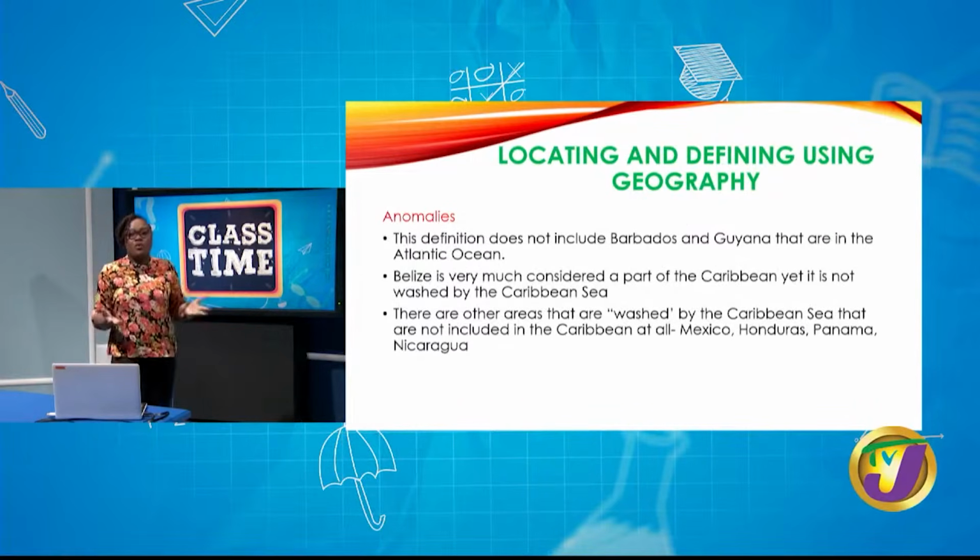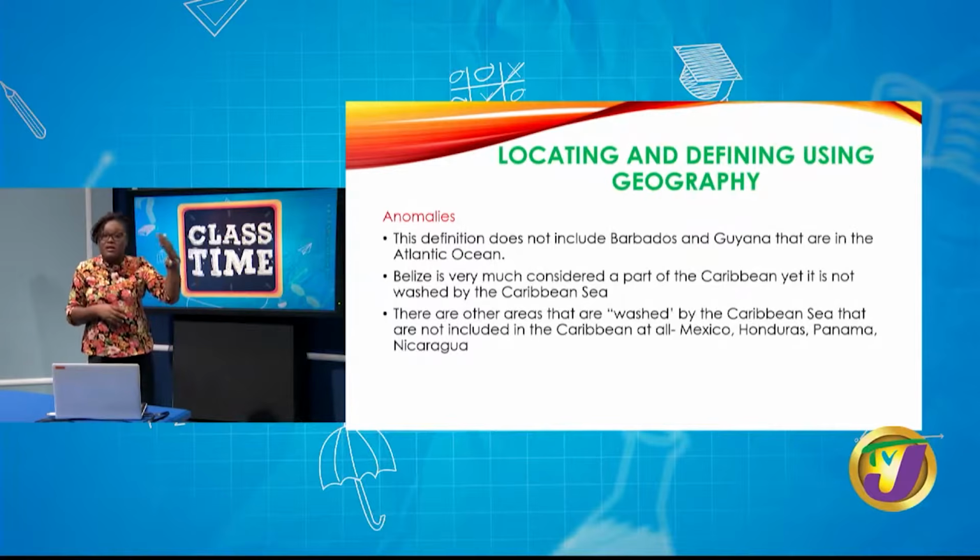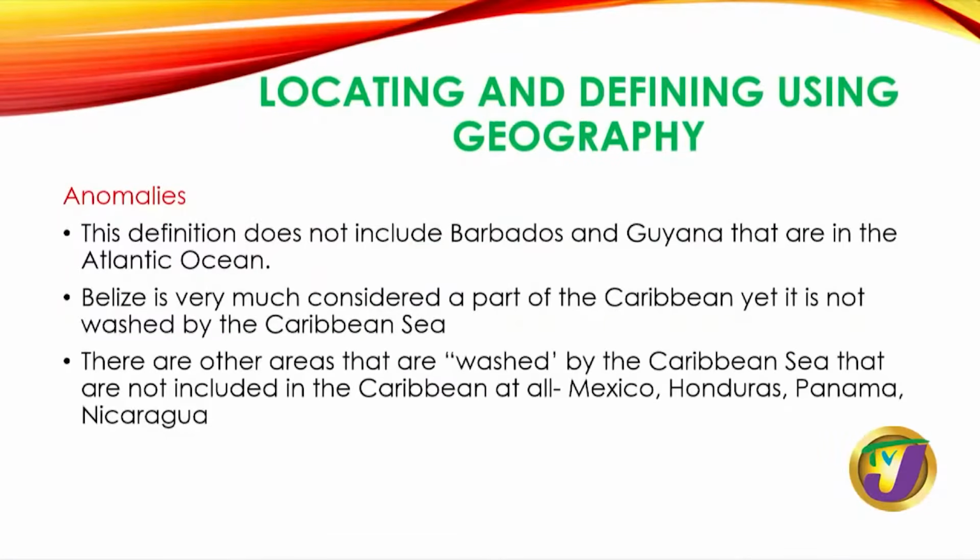Let's look at some other ways that we can look at it now. And we're going to point out the anomalies. Anomalies means things that it doesn't work. If you're using this definition, there are too many exceptions. There are too many things that don't fit into it, so it becomes an anomaly. So this definition of being washed by the Caribbean Sea does not include Barbados, which is way out in the Atlantic Ocean, and Guyana, which is a mainland country.